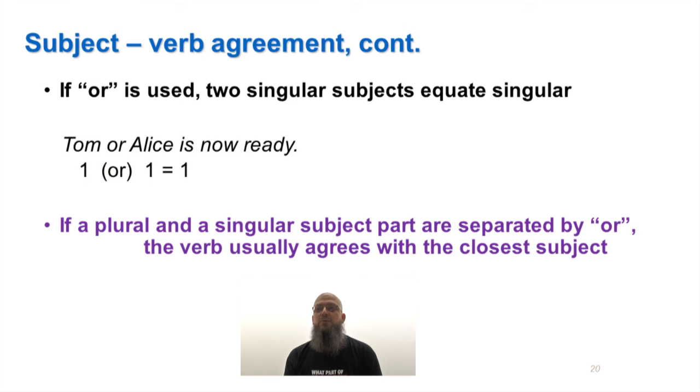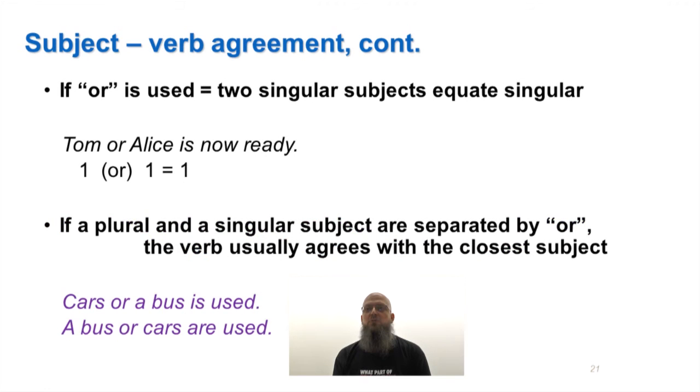However, if the or separates one singular component and one plural, things suddenly become more complicated. What does 1 or 2 equal? Or 2 or 1? Generally, the verb then usually agrees with the component that is closest.